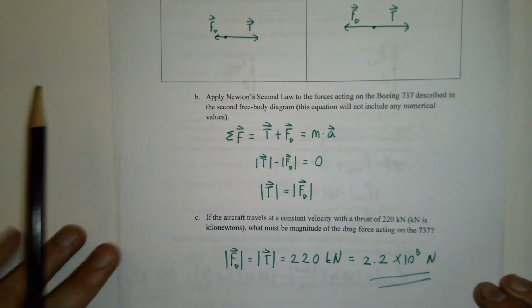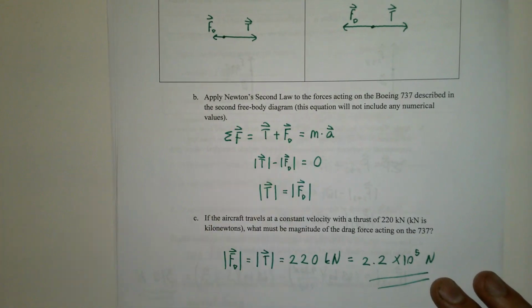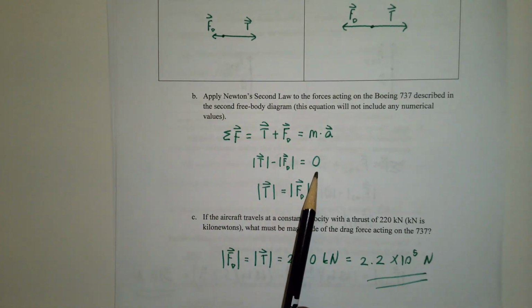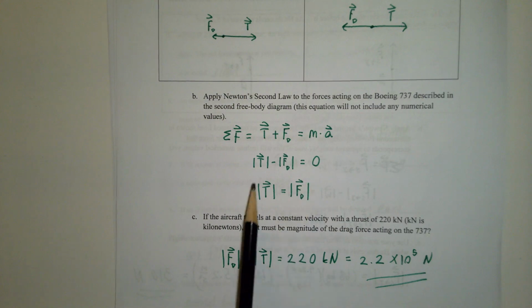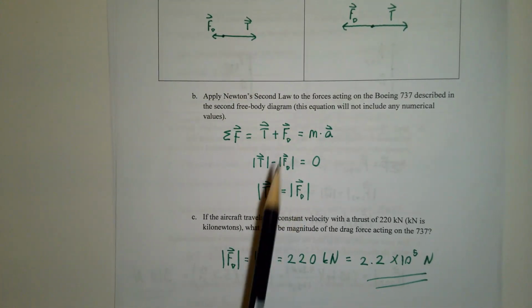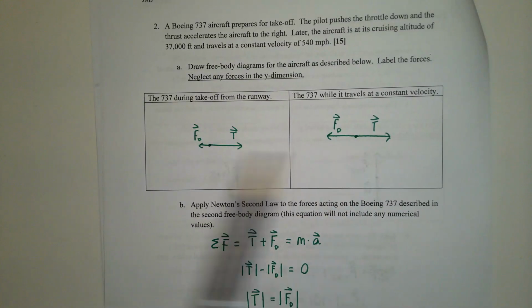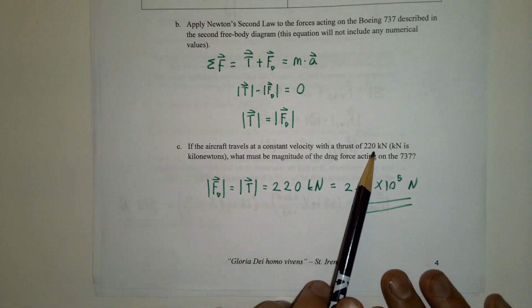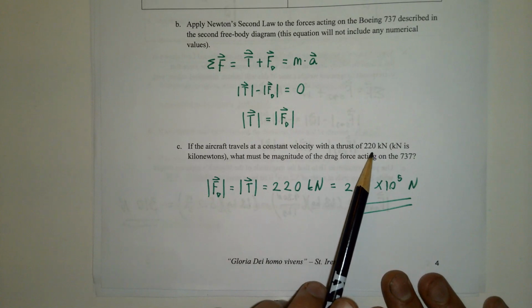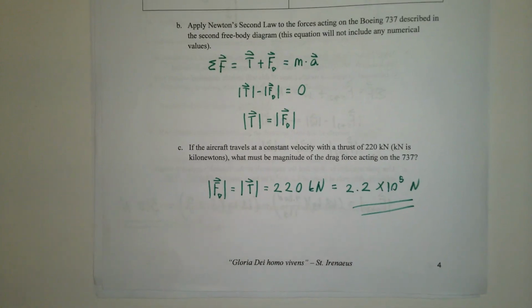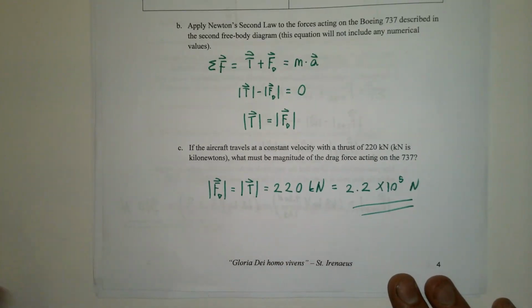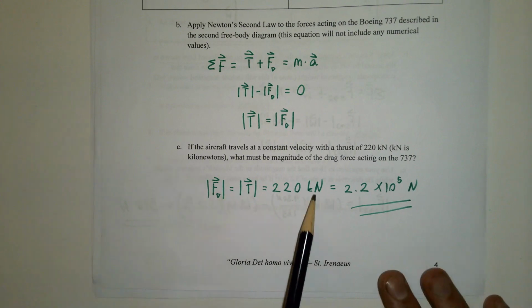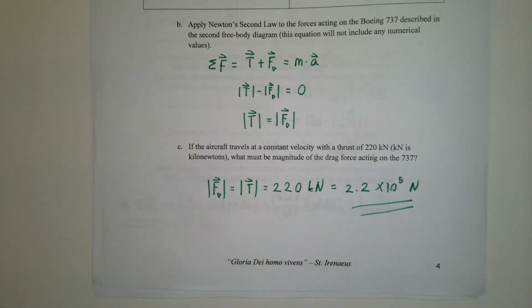We can use Newton's second law, again, to analyze these two forces that are acting on our object. Our object's not accelerating, so its net force is 0. So these two forces must be equivalent to each other, and that's visually what we see in our free body diagram. 220 kilonewtons of thrust must be equivalent to the 220 kilonewtons of drag that's in the opposite direction. In other words, 2.2 times 10 to the 5th newtons. By kilonewton, we mean just like 1 kilometer is 1,000 meters, 1 kilonewton is 1,000 newtons.